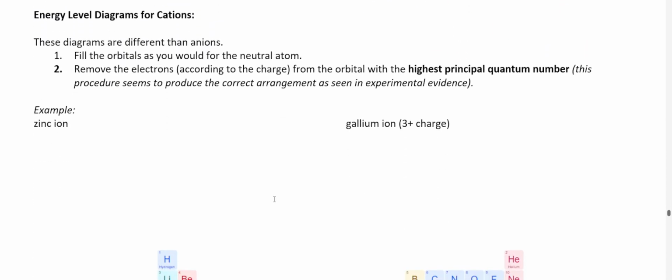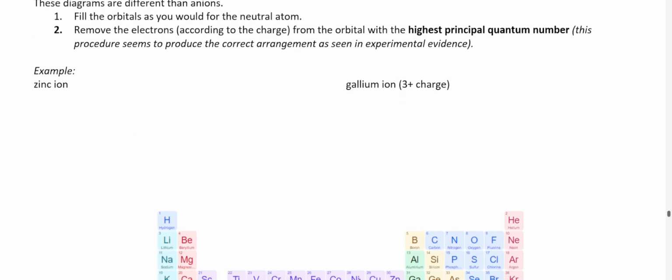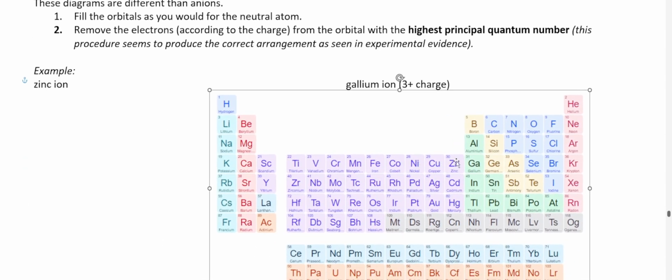Energy level diagrams for cations are slightly different. We fill the orbitals as we would for a neutral atom, and then we remove the electrons according to the charge from the orbital with the highest principal quantum number. And this procedure seems to produce the correct arrangement as seen in experimental evidence. Okay, so let's take a look at zinc right here. So zinc is right here.